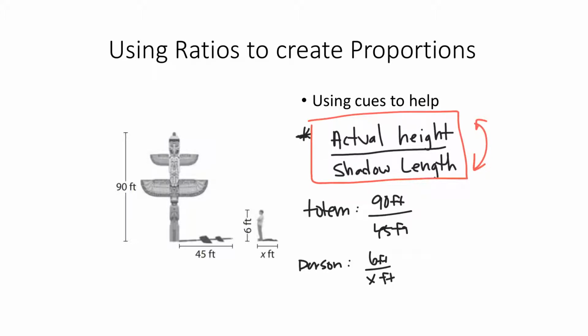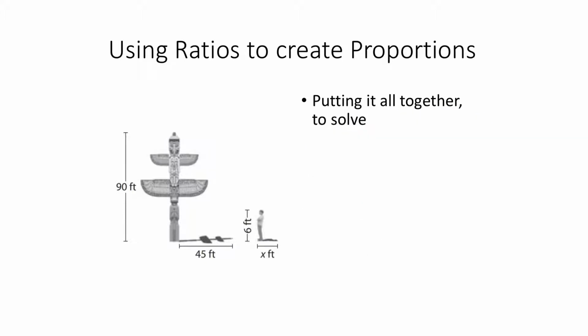But the idea is you would have to do that for everything that you are making a ratio for. So, how do we use these ratios? How does this help us find out what the length of the shadow of this person is? We can say that this proportion, this kind of factor, is the same no matter whether it's a totem pole or a person. And so we can say the actual over the shadow, and kind of shorthand is this.